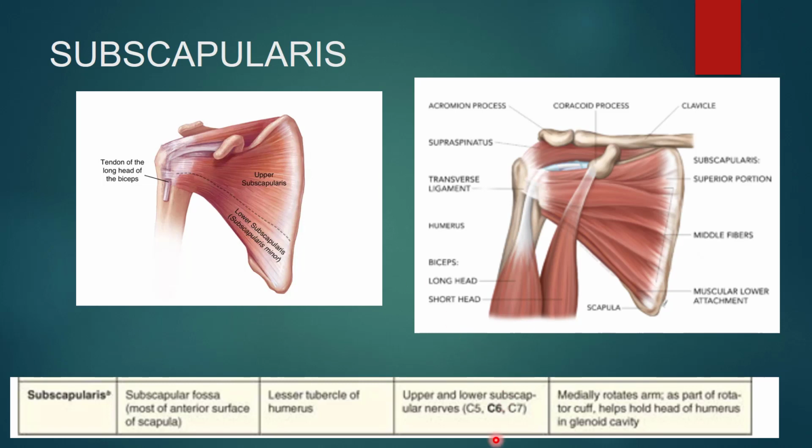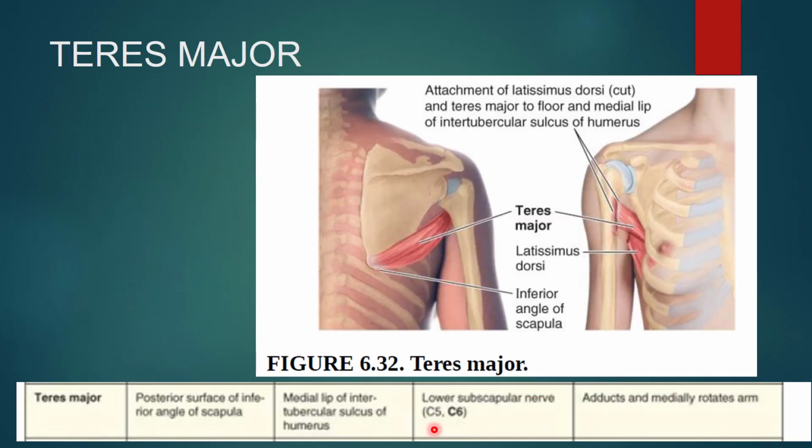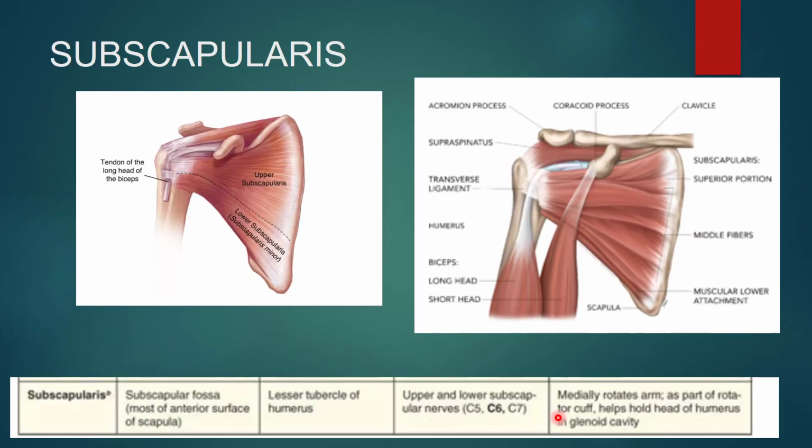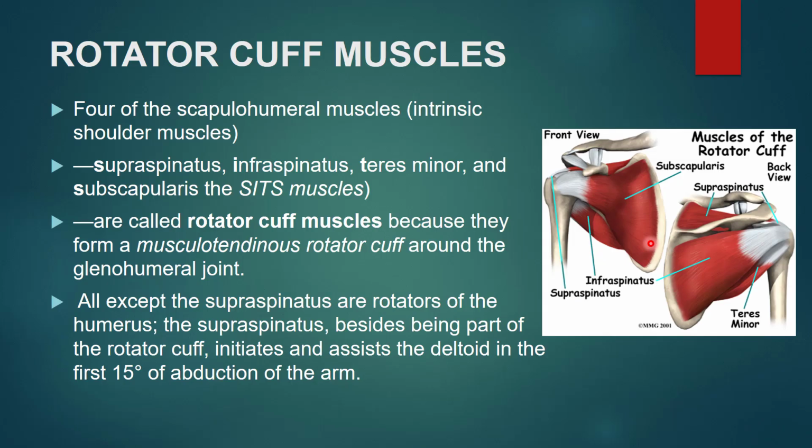What is the nerve which is supplying the subscapularis? It is the upper and lower subscapular nerve. Teres major was supplied only by the lower subscapular, but the subscapularis is supplied by the upper and lower subscapular. It is medially rotating the arm and is part of the rotator cuff muscles. It helps hold the head of the humerus in the glenoid cavity. Okay, subscapularis. See here in this diagram also, this is the subscapularis muscle.